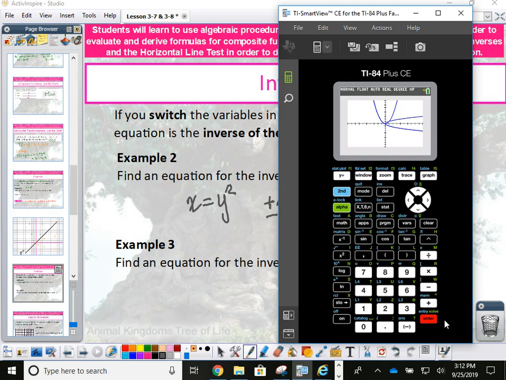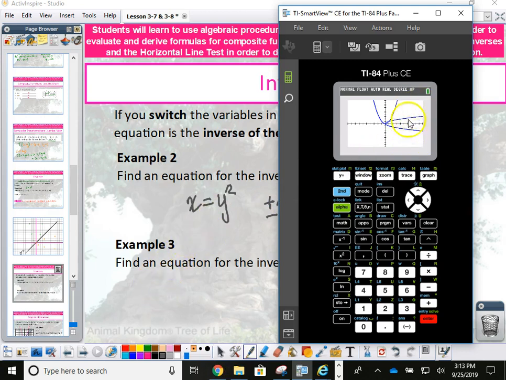Now, is my inverse a function? No, it's not a function because it fails the vertical line test. Could I have predicted that? Yeah. How could I have predicted that? Well, how did we know that the first one was a function? Right, we did the vertical line test. We took that vertical line, we slid it across, all was well.